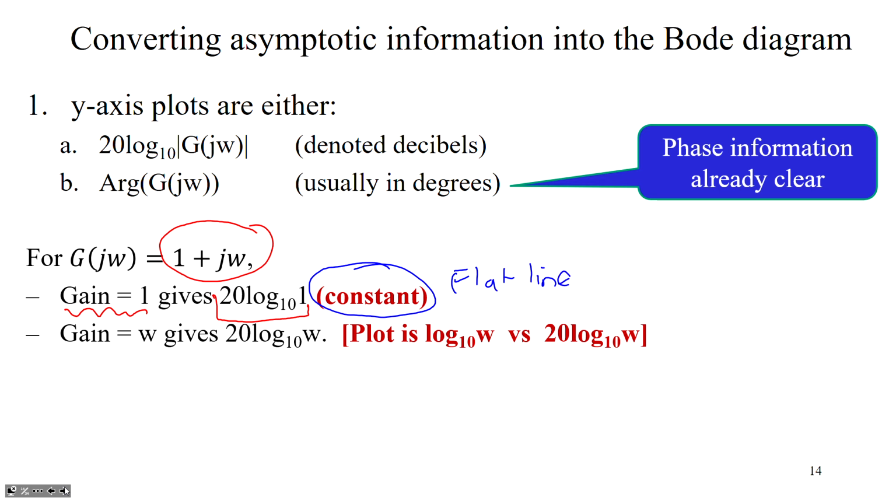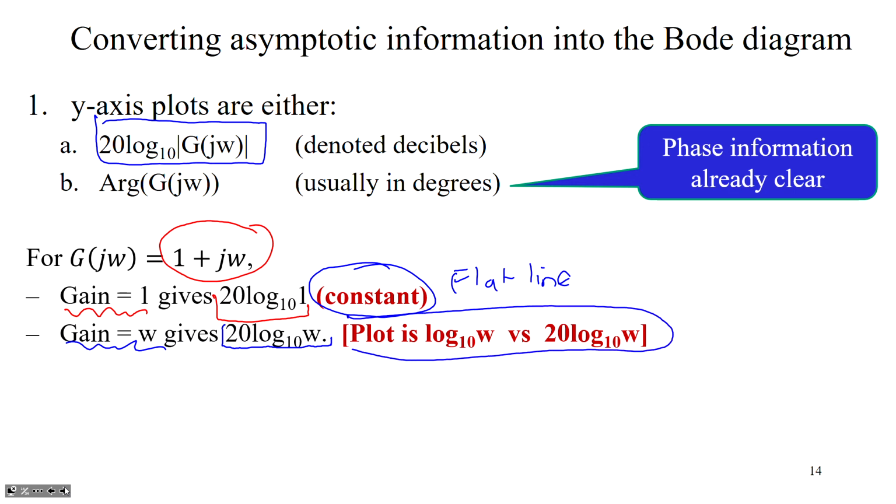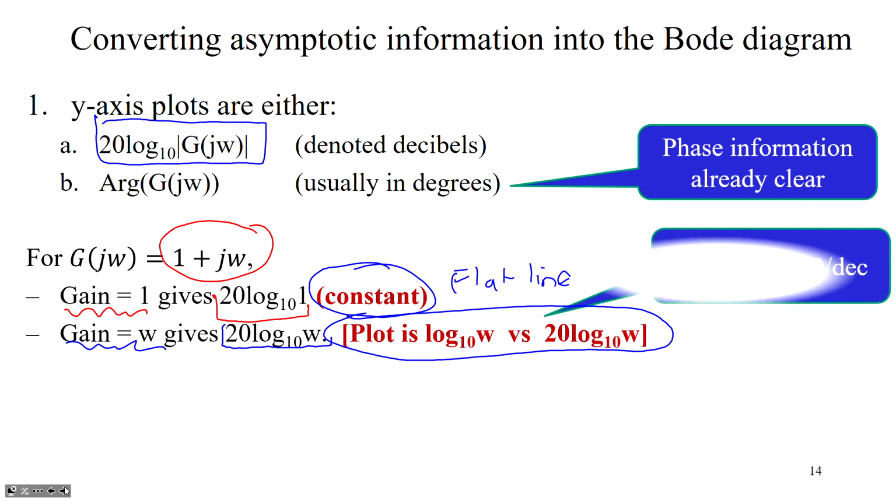As frequency gets large, then the gain is approximated by omega. So if I plug this into my formula here, 20 log to the base 10 of the modulus of G(j omega), I get 20 log to the base 10 of omega. And so my plot is now going to be log 10 of omega against 20 log 10 of omega. And so what you're going to get is a slope of 20 decibels per decade.